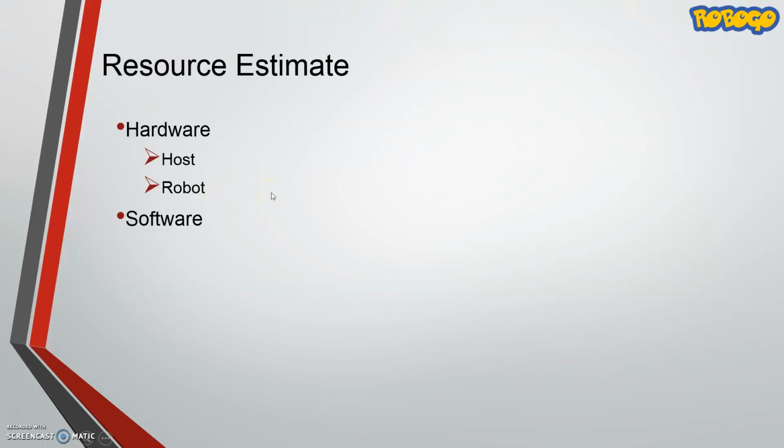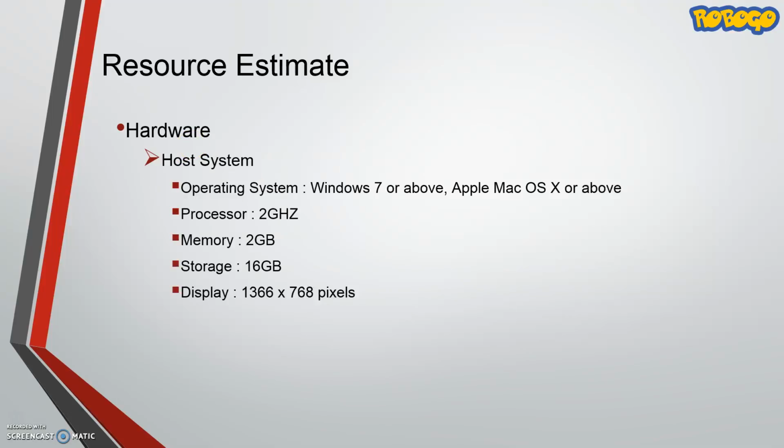Okay, next we'll talk about the resource estimate, or rather what are the resources that are required for this RoboGo application. So there are two components, basically the hardware and the software. For the hardware, we'll split it into the host side and the robot side. The hardware for the host side has to be Windows 7 and above, with a basic processor of 2 GHz, memory of 2 gig of RAM, and storage of 16 gig, and also the display has to be at least 1366 by 768 pixels.